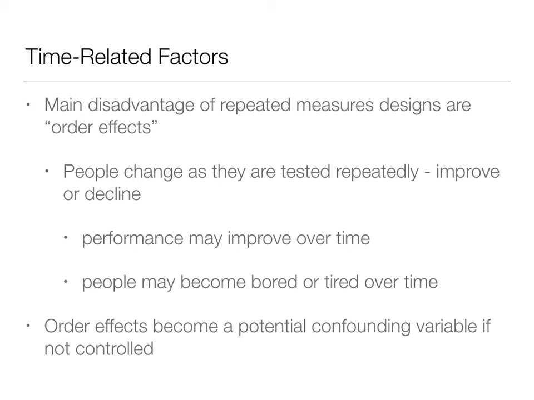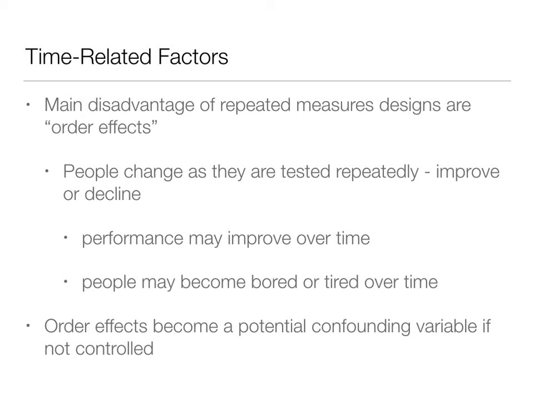Is it just being second that made the difference? Just like the crackers, right? It didn't matter what kind of cracker you had third. The third cracker just made you thirstier, okay? So it wasn't about the kind, it was about the cracker itself. That order becomes a potential confounding variable.